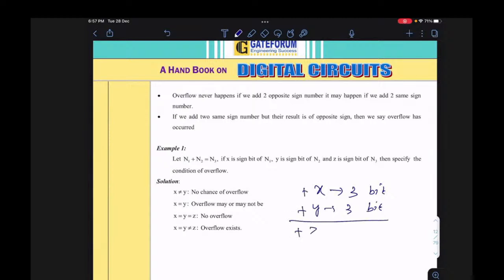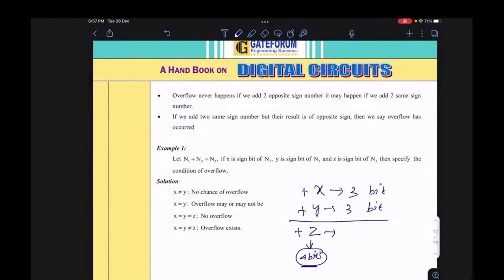And if you're adding, I'm getting the number plus z. So let's say the minimum requirement of this z is 4 bits. That means to represent the number, we need basically 4 bits. So my requirement is 4 bits to represent z, but already I'm using 3 bits. So of course 3 bits will not be enough to represent this 4-bit number. So in that case, we say the overflow is happening.